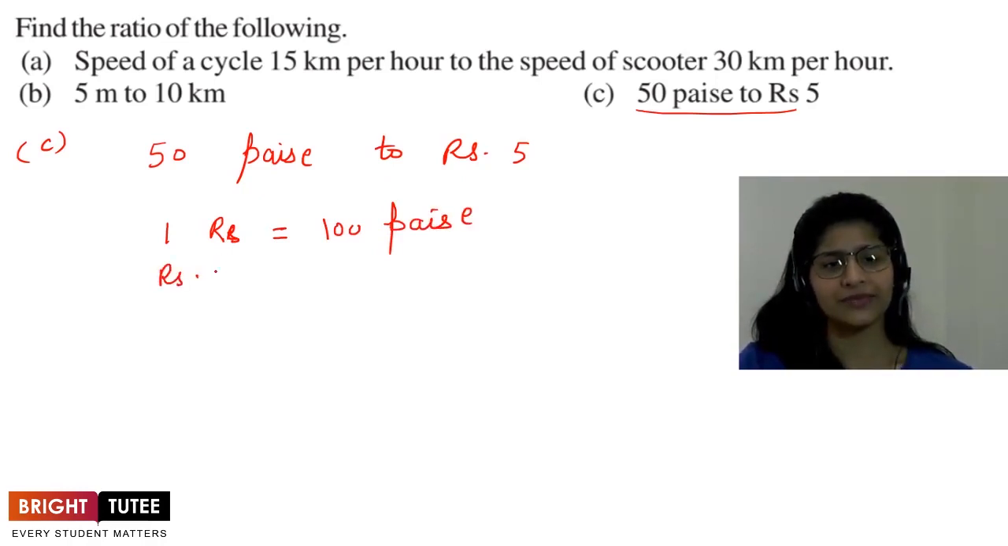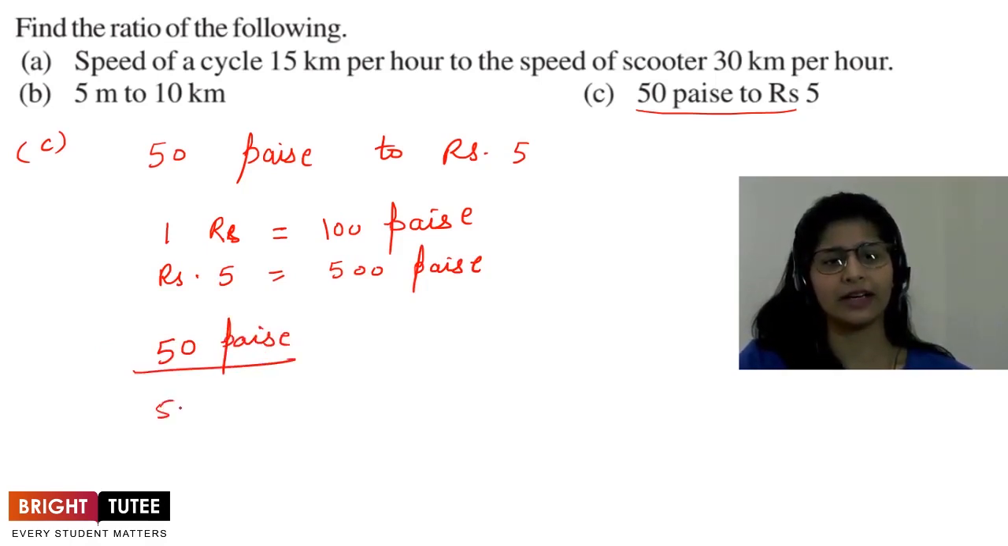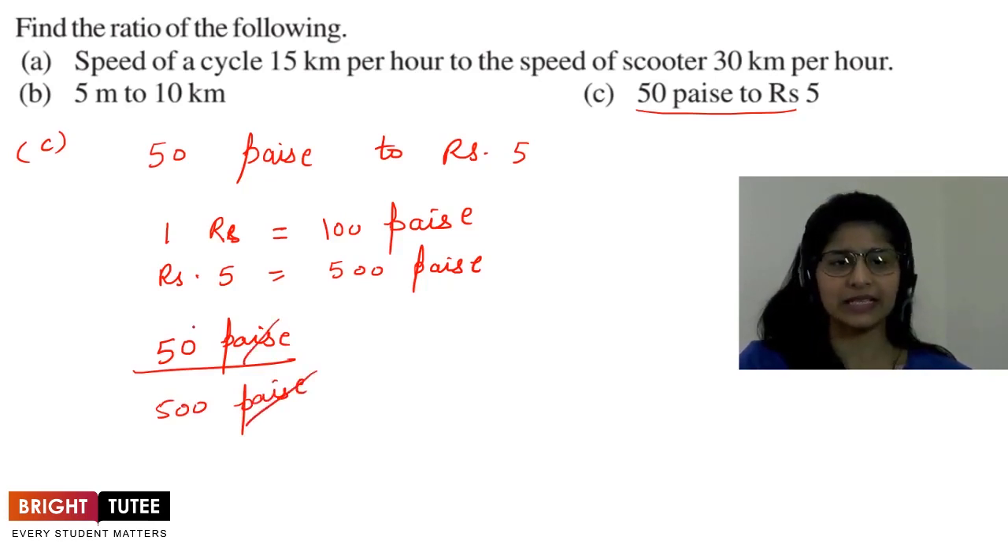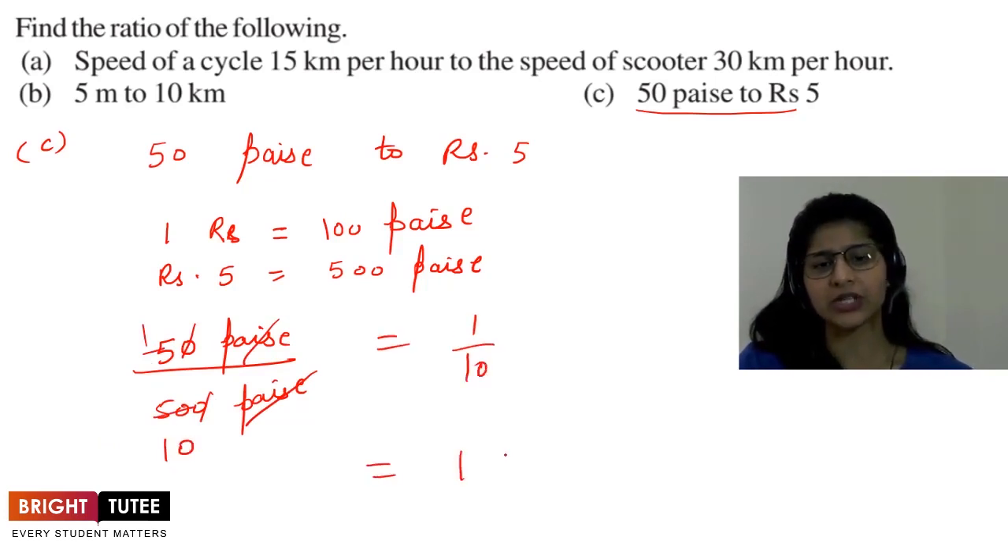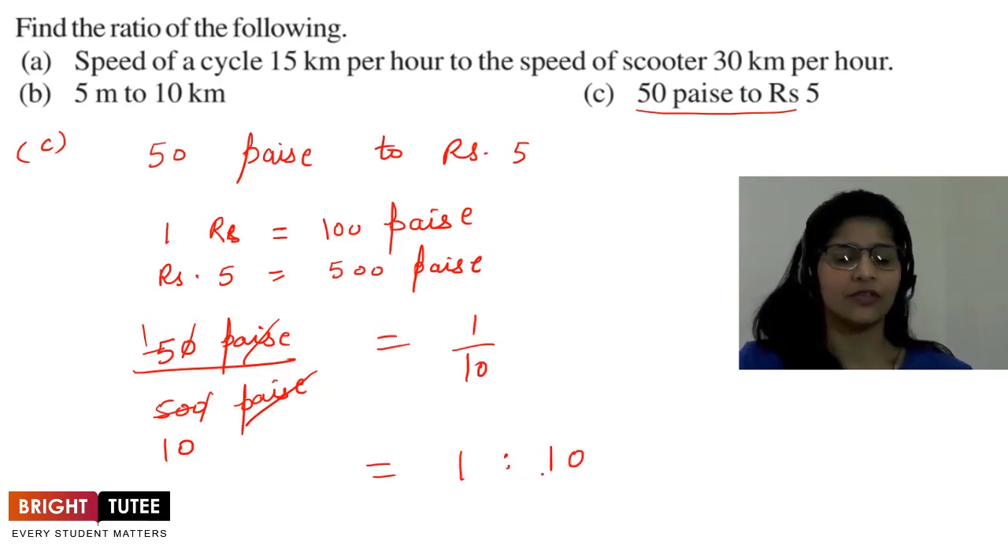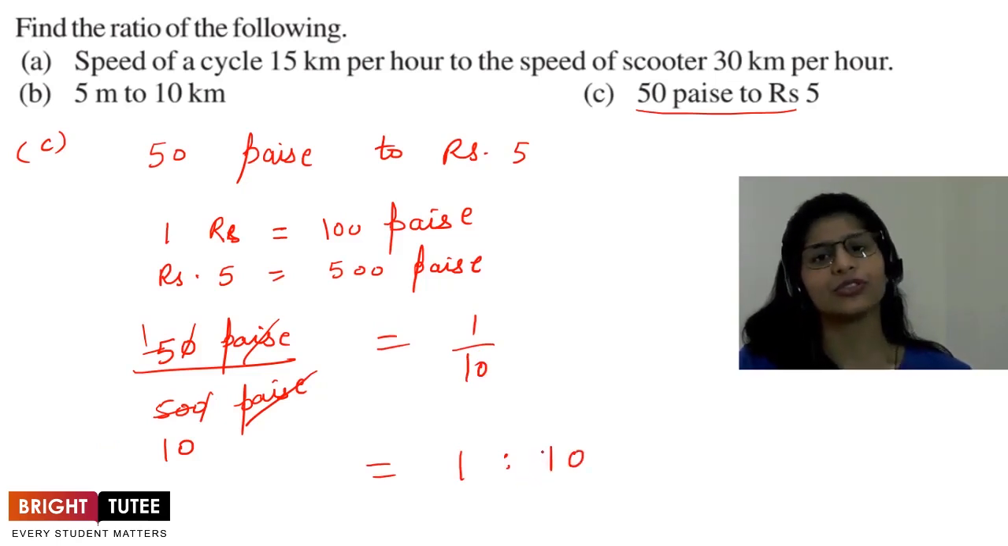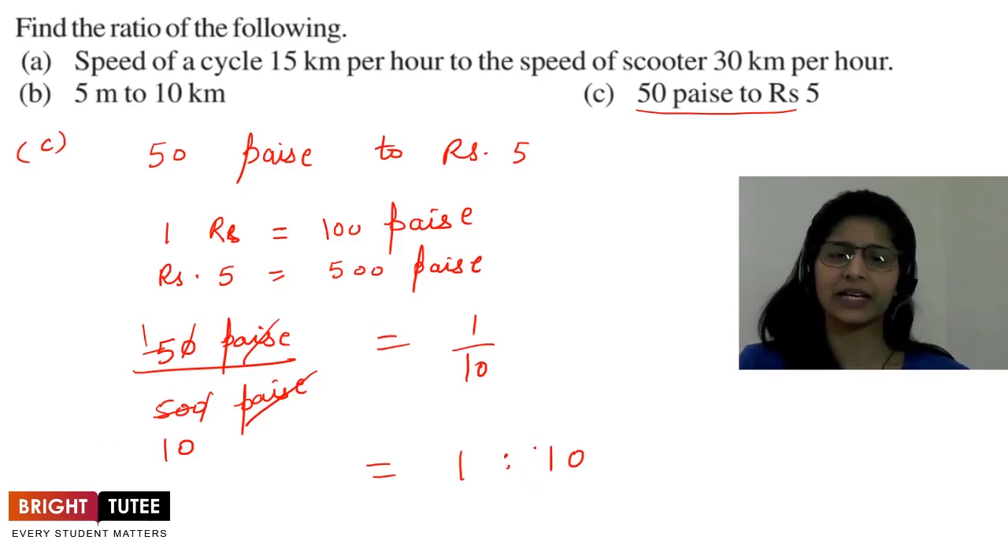So rupees 5 will be equal to 500 paise. So we have to calculate 50 paise to 500 paise. These zeros will get cancelled. 5 ones are 5, 5 tens are 50. So 1 upon 10, that means the ratio is 1:10 for 50 paise to rupees 5. Clear? Let's move to the next question now.